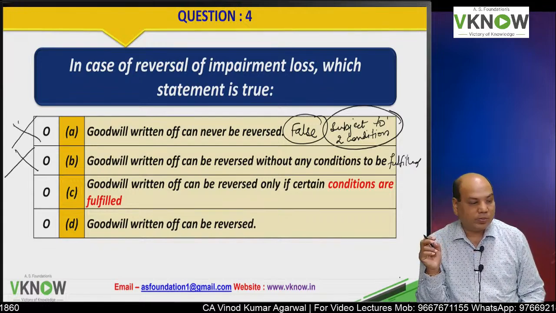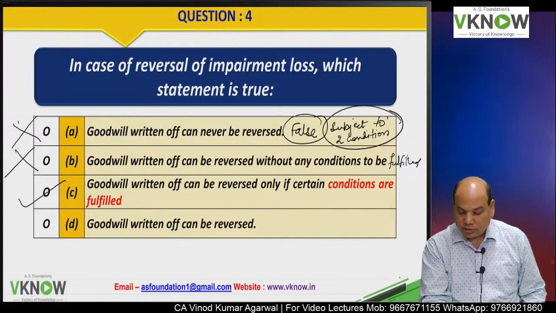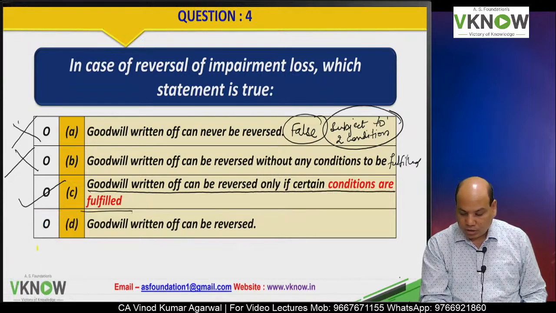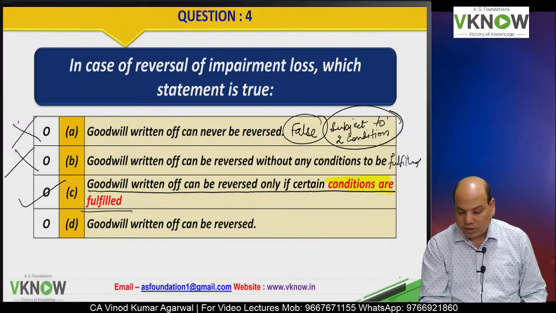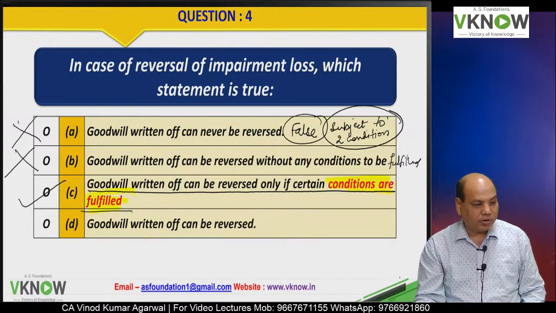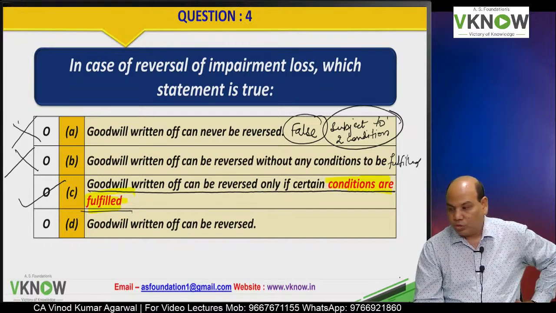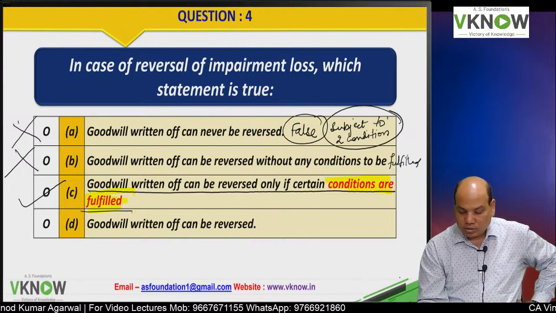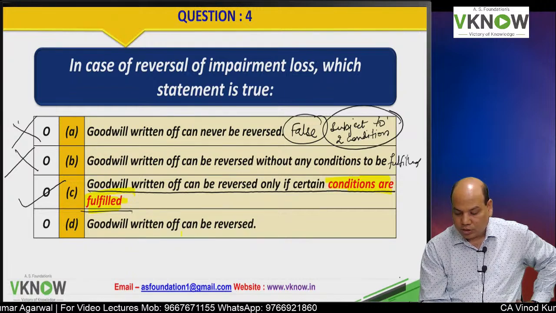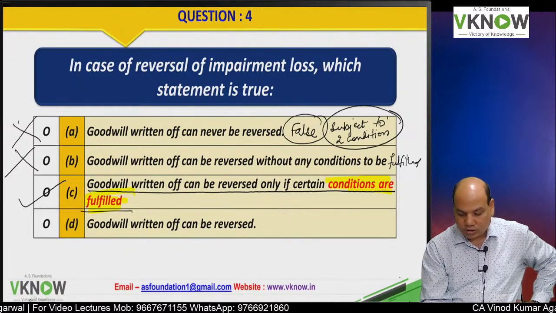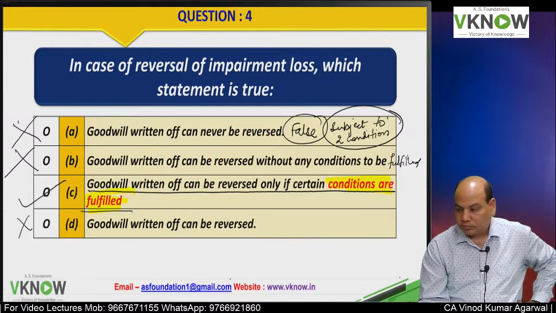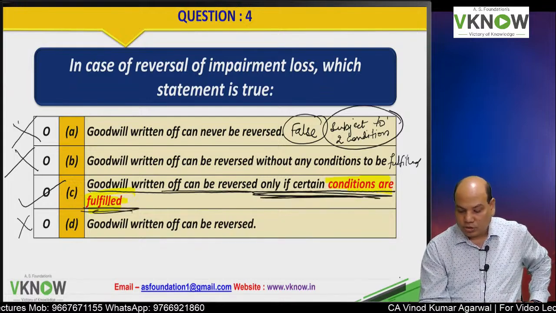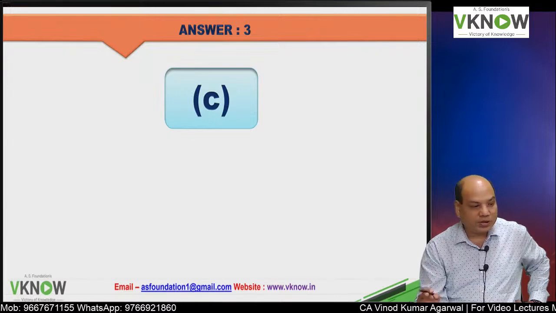Goodwill written off can be reversed but subject to two conditions. Third one is right. Goodwill can be reversed only if certain conditions are fulfilled. If in the note these three words are not printed, you are requested to write it on your own: goodwill written off can be reversed if certain conditions are fulfilled. So third one is the right answer, and the last one, goodwill written off can be reversed. The answer is it is not a general statement. It can be reversed only if certain conditions are fulfilled. So option C is right. Okay, option C tick mark.